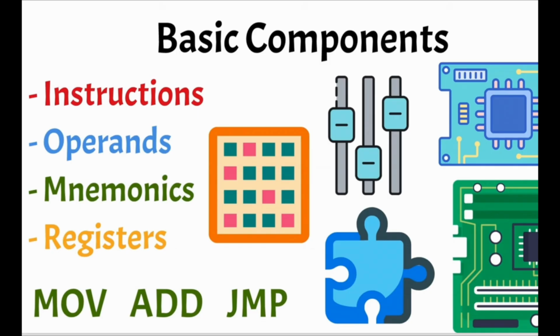The basic components of the assembly language are essentially the building blocks that allow you to communicate directly with the computer's hardware. The assembly language uses instructions, which tell the computer exactly what to do, like whether or not to add two things. It also uses operands as action, so adding, subtraction. And it uses mnemonics too, which are human readable abbreviations.